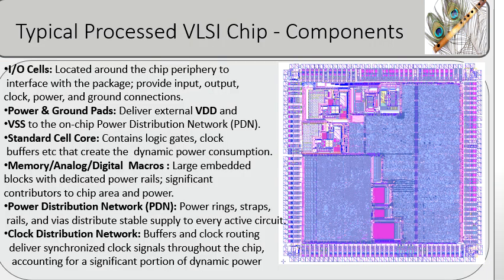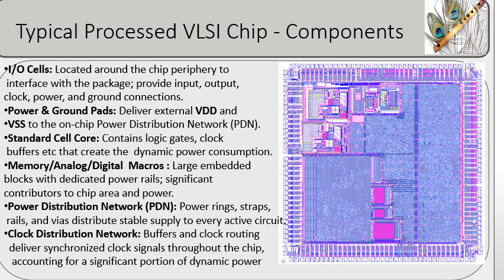This slide shows the major physical components of a typical processed VLSI chip. Around the chip boundary are the I/O cells and power pads, which provide external signal and power connections. The central standard cell core contains logic gates, flip-flops, and clock buffers that perform digital computation and account for much of the dynamic power consumption.